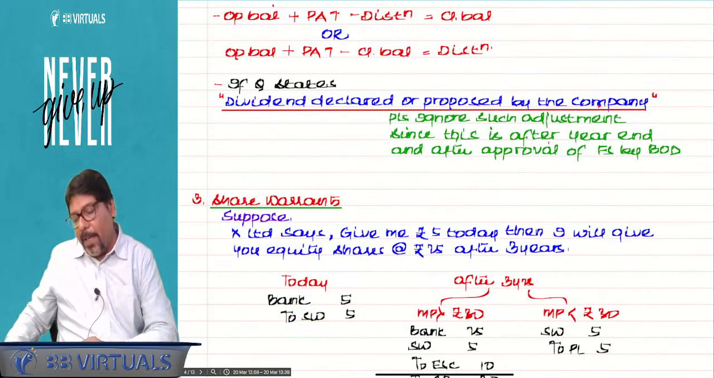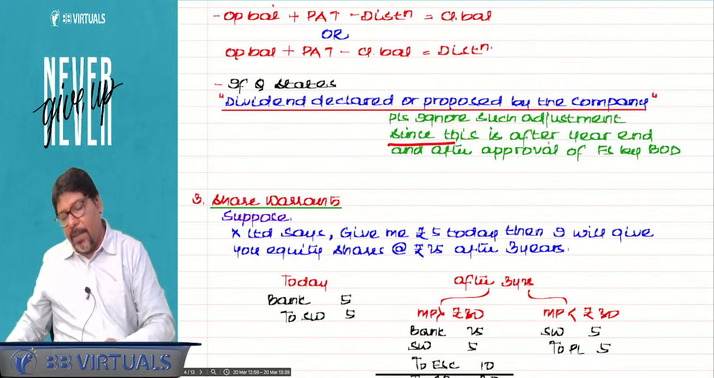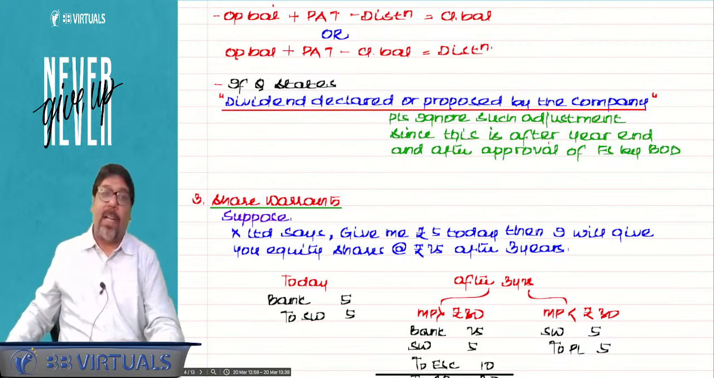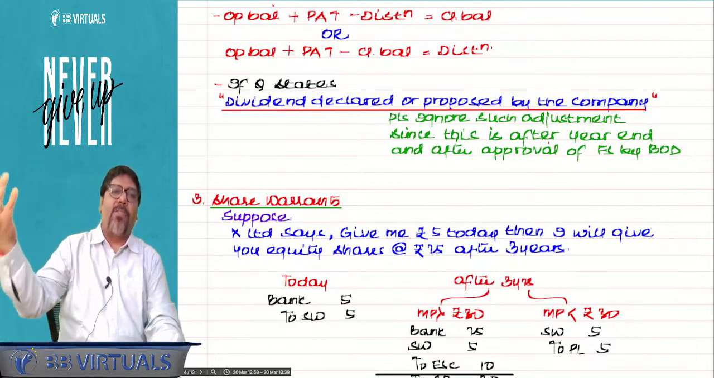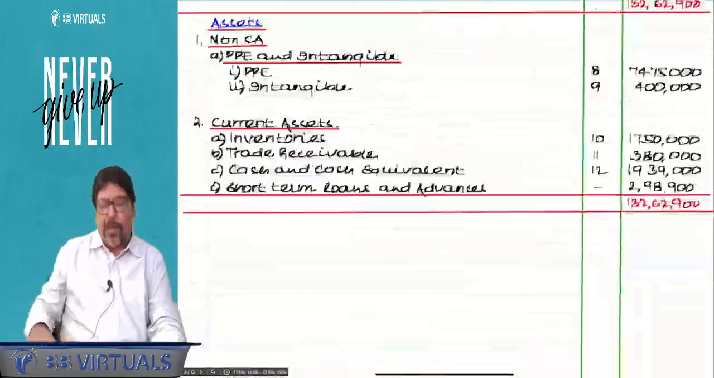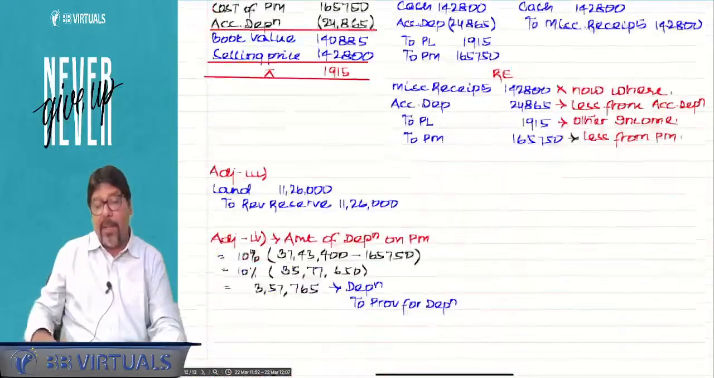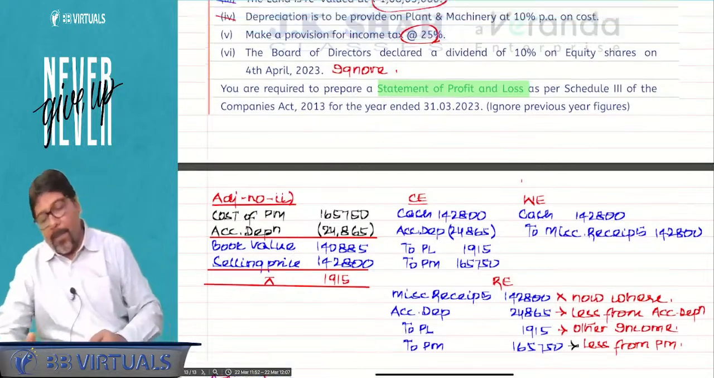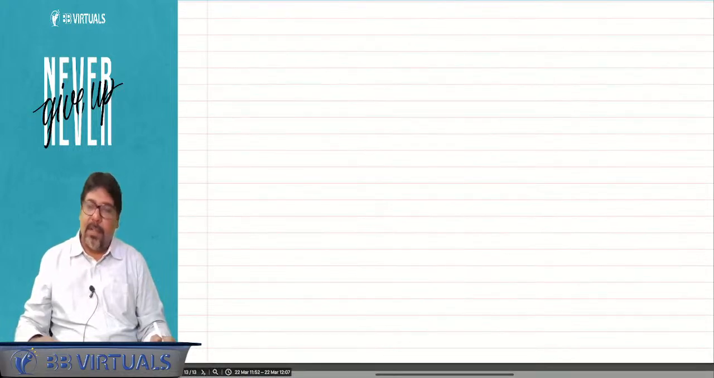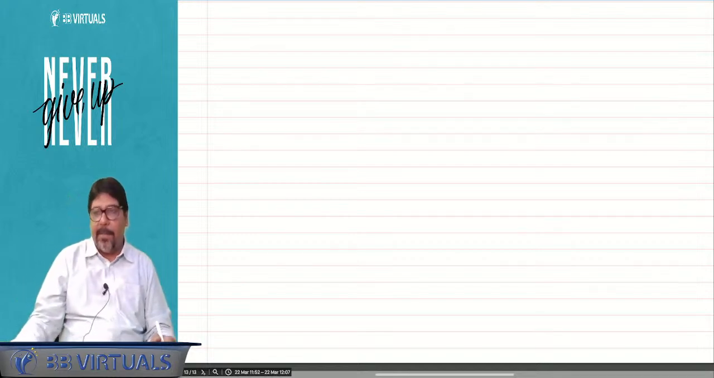Dividend declared or proposed by the company. Please ignore such adjustment since this is after year end and after approval of financial statement by the board of directors. So obviously this will not impact the current year's financial statement, because the dividend is declared and paid after year end. If it were before year end, that would be different. So ignore. Correct? Yes.